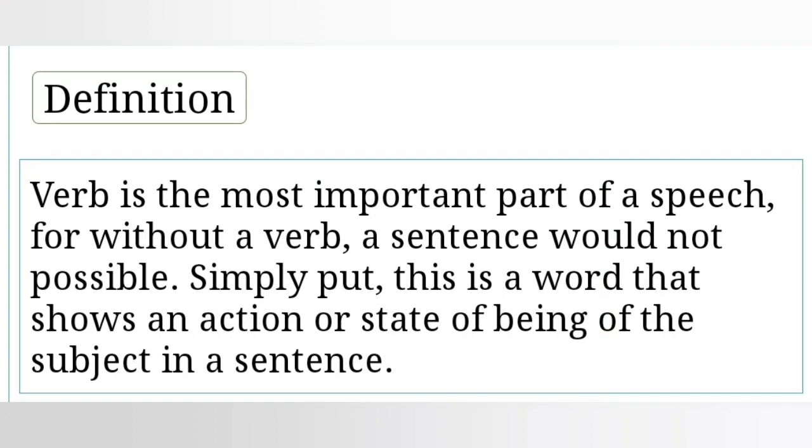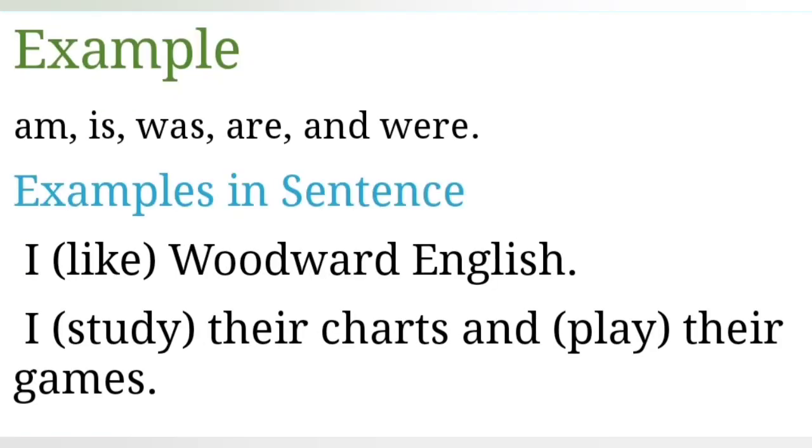Verb. Definition: verb is the most important part of speech, for without a verb, a sentence would not be possible. Simply put, this is a word that shows an action or state of being of the subject in a sentence. Example: I am, is, was in the singular, are and were in the plural.